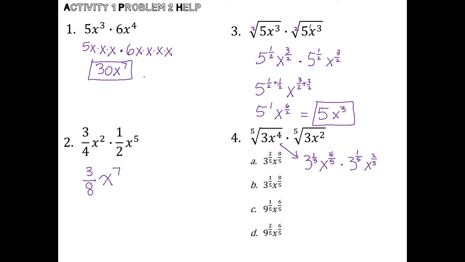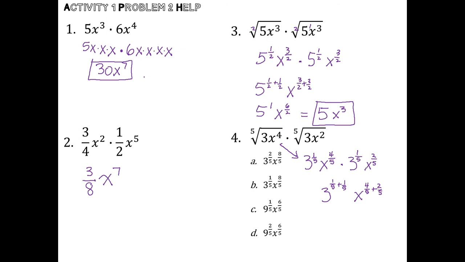I noticed that my 3's have an exponent, so I can't just multiply 3 times 3. It doesn't work like that. So I have to treat these like the variables. I'm going to leave this as 3, and remember, I'm adding the exponents, so I'm just going to write it out: 1/5 plus 1/5. Good thing they have the same bases. Happy days. Times x, and remember, we add the exponents: 4/5 plus 2/5. And remember, you can only add the exponents because we're actually multiplying all the bases.